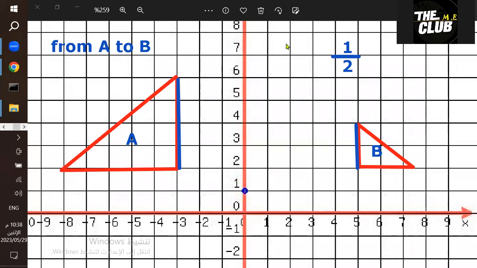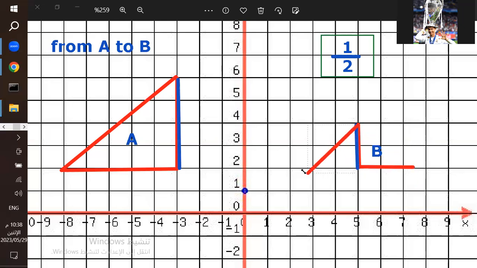So this is the scale factor of enlargement, right? It's not supposed to be flipped like this. It doesn't look like it. Because it's positive, it should stay the same way. Why? Because it's a positive scale factor, so it only gets bigger and is not flipped.